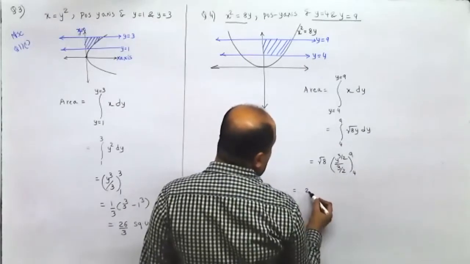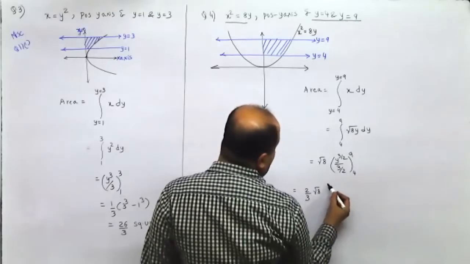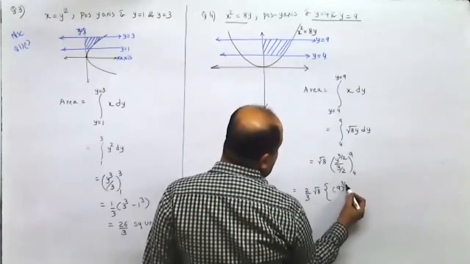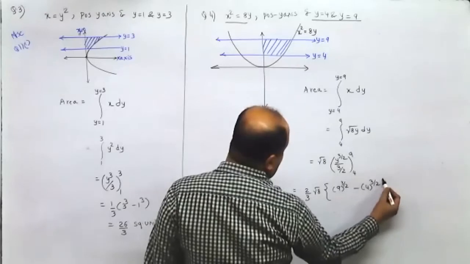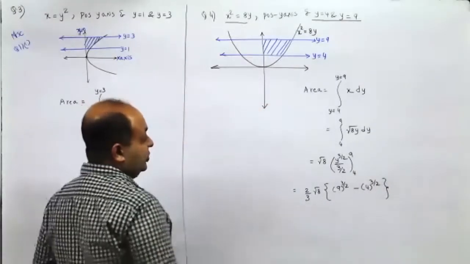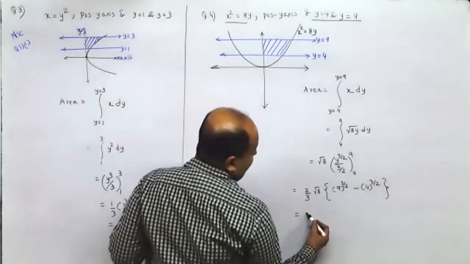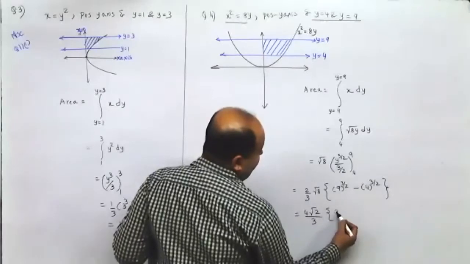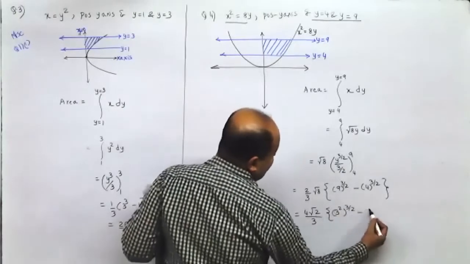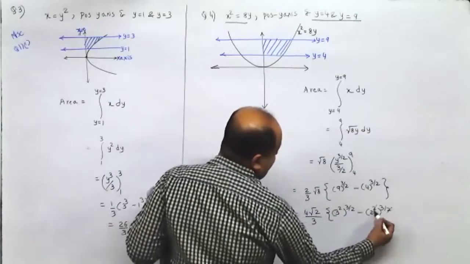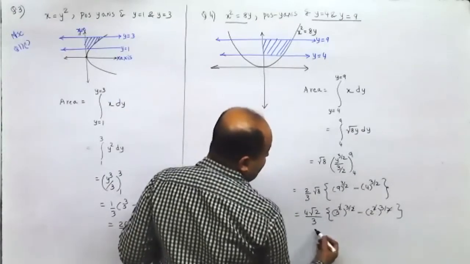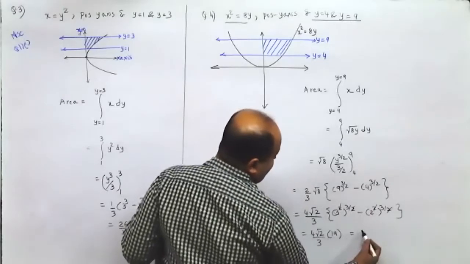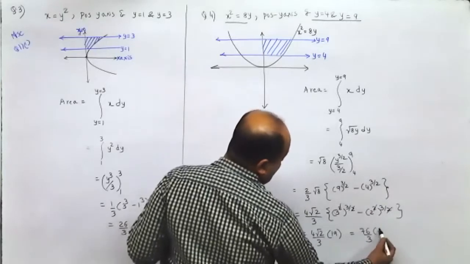So this would be 2 upon 3 root 8, and this would be, sorry, 9 raised to 3 by 2 minus 4 raised to 3 by 2. Now 9 is 3 square. So this would be 2 root 8 upon 3. This is 4, so take it out. 4 root 2 upon 3, and this would be 3 square raised to 3 by 2 minus 2 square raised to 3 by 2. This is 27 minus 8, which is 19. So 4 root 2 upon 3 into 19, 76 root 2 upon 3.